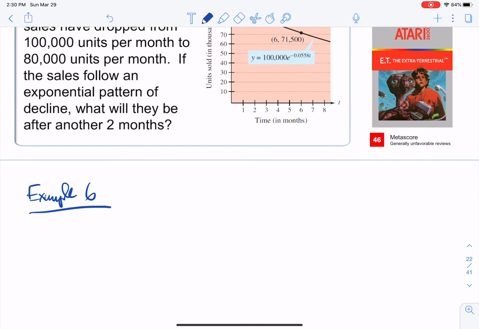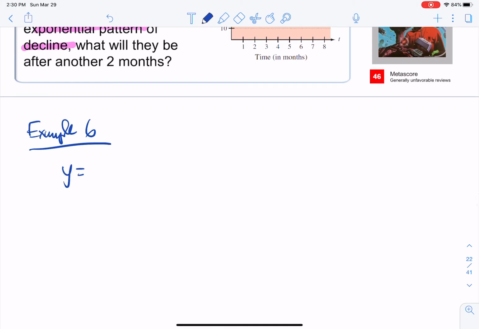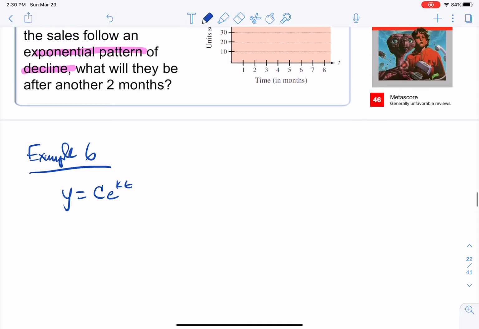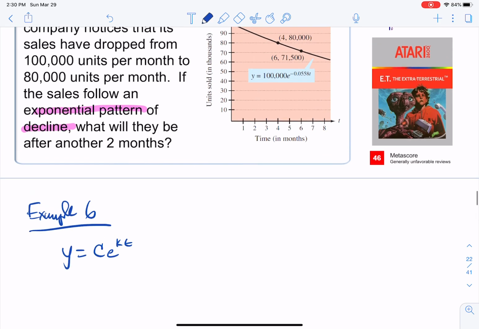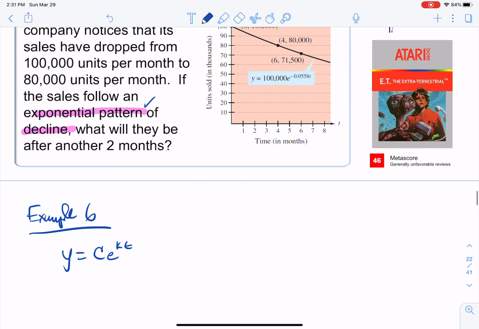We've got exponential decline, which implies that we are using the same exponential equation, y equals c e to the kt power. All right, and then we have a couple of points that we're going to use. After you make this conclusion, exponential pattern of decline, your calculus is done. It's all algebra from here on out. So we've got a couple of points that we're going to put on here.